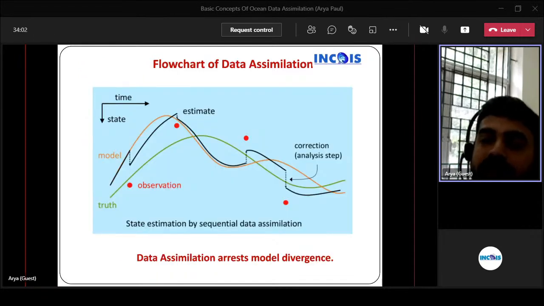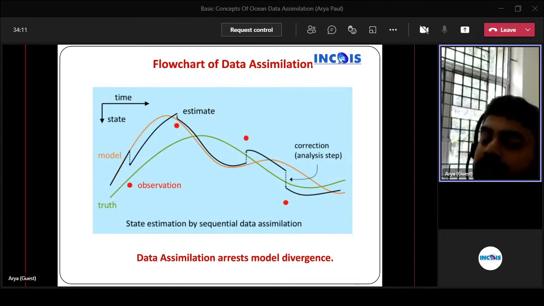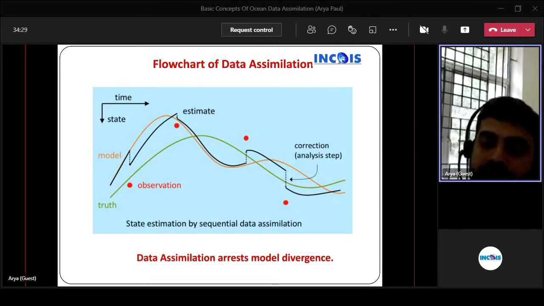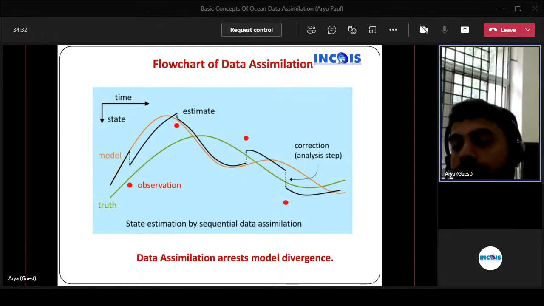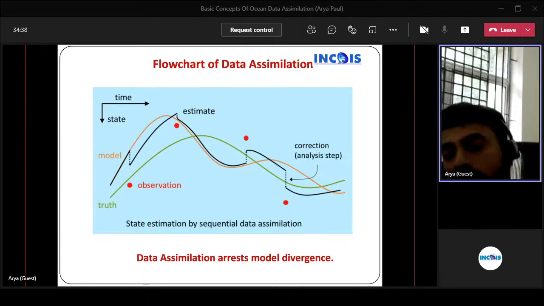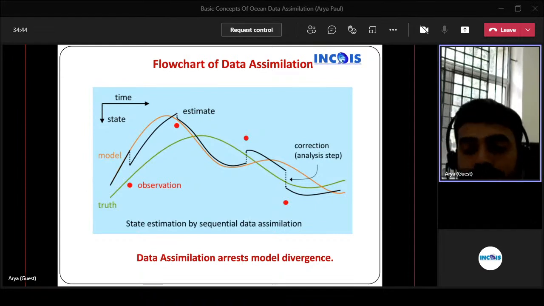This is a schematic diagram of the flowchart of data assimilation. If you do not assimilate data and just run the model, you start with an incorrect initial condition, which is not very precise. Because of the non-linearity in the dynamics, which are typically a little chaotic, when you start a little farther away from the true initial condition, the model starts to drift apart from reality, or from truth.